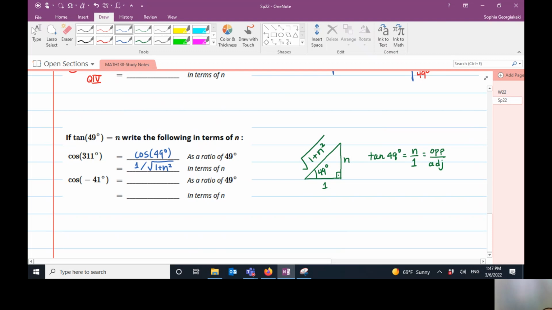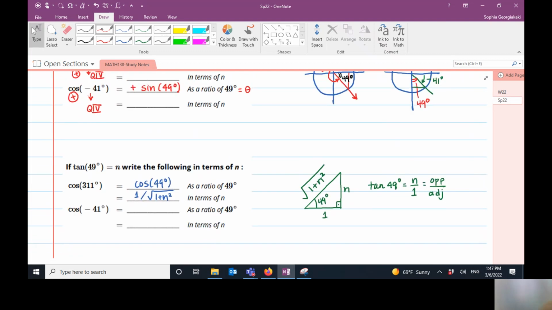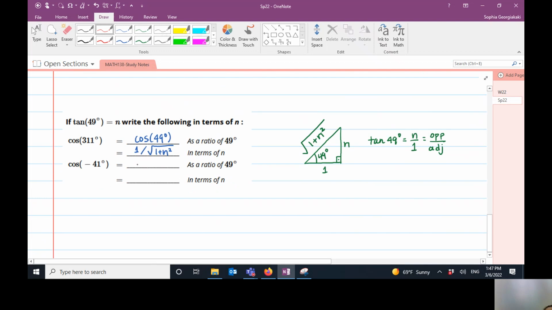And the cosine of negative 41, we said that it is equal to the sine of 49. And from this right triangle, the sine is the opposite over the hypotenuse, so it would be n divided by the square root of 1 plus n squared. So I'm all done, and I was very lucky because here I had positive signs, so I didn't have to worry about the signs in these expressions. And this is my answer.